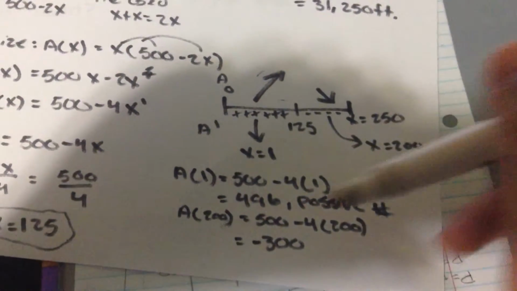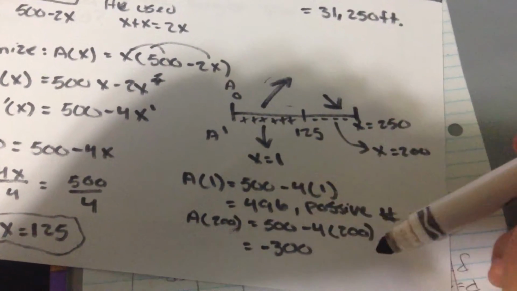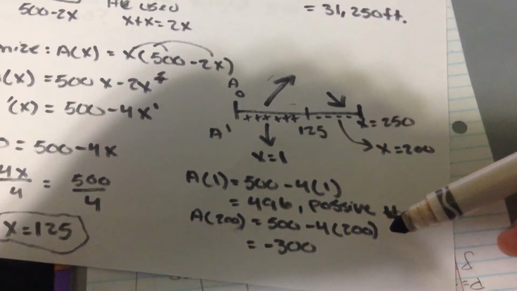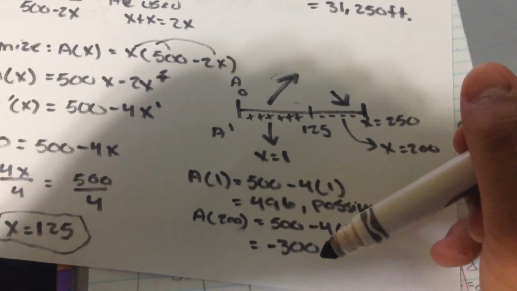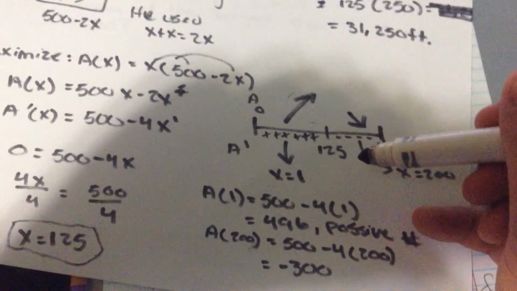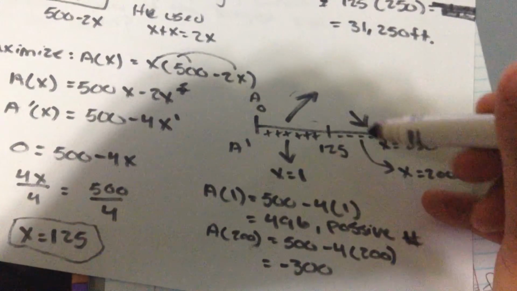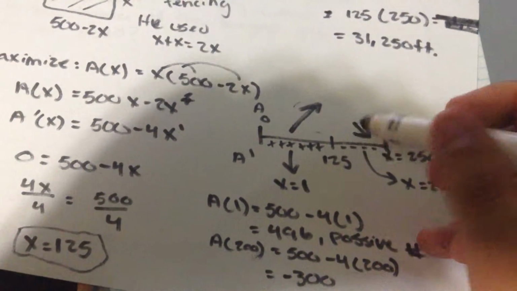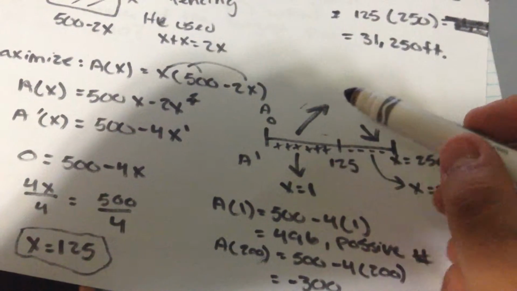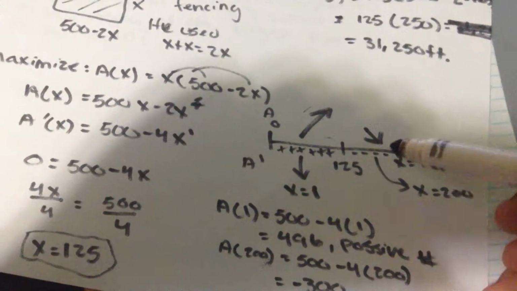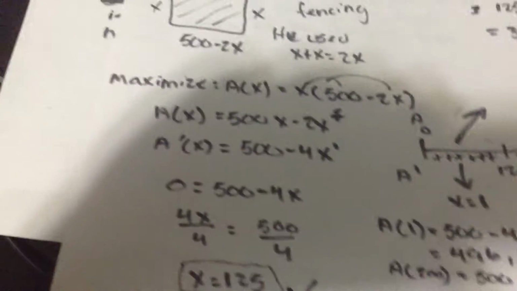So x equals 200. You plug it back into the derivative again. So 500 minus 4 times 200, and that will equal negative 300. So since the derivative is negative, the original function is going to start decreasing at that point. So that tells me it increases as it approaches 125, and once you pass 125, it starts decreasing. So that is your maximum area.